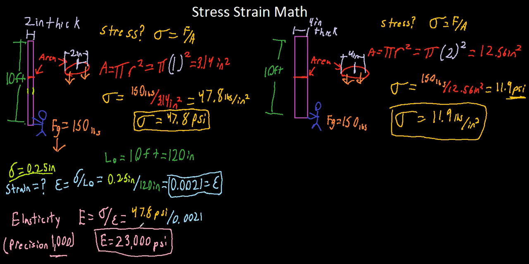Which we can actually use to find out what the new delta will be over here. We'll call it delta thick. We can see how much this one will elongate. Assuming it is the same material, then it'll have the same elasticity. And we'll do that in the next video.